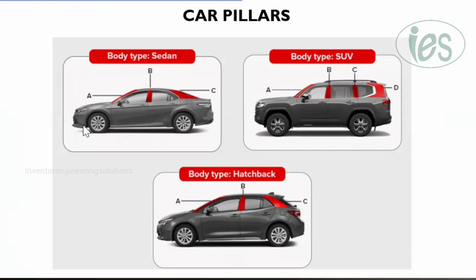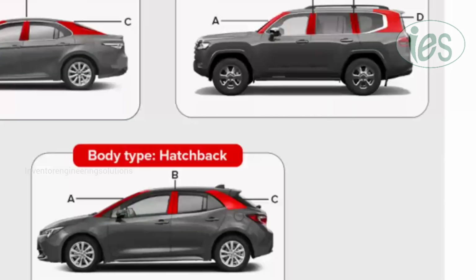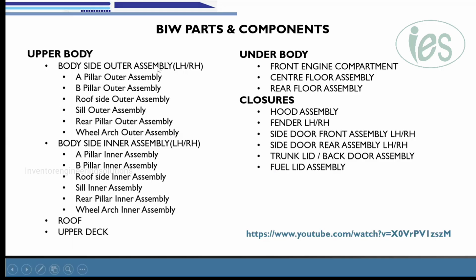Now let me explain. The upper body will have a variety of structures, like sedan, SUV or hatchback models, and the platform structure almost looks the same structurally. In the upper body we have the front hood area, the fender area, and the pillars, which we name as A, B, and C pillars. So these are the major BIW assemblies.